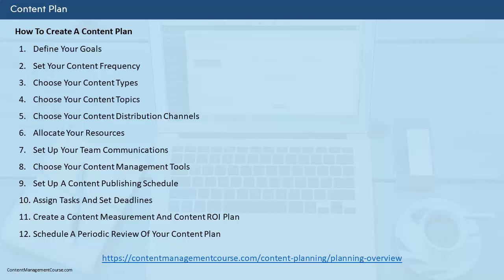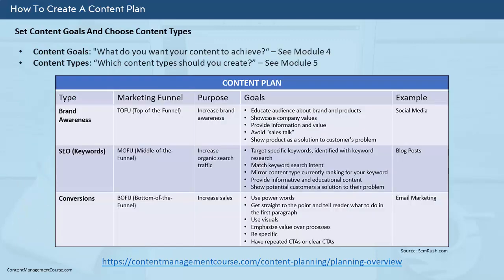Here I've outlined 12 steps to creating a content plan, and I'm just going to touch on these briefly in this lesson because I've written a comprehensive tutorial that covers all of these steps in detail, and you can go through each of these at your own pace by visiting the link on the screen. So in step 1, we ask the question, what do we want our content to achieve? Are we looking to increase brand awareness, generate leads, or drive sales?